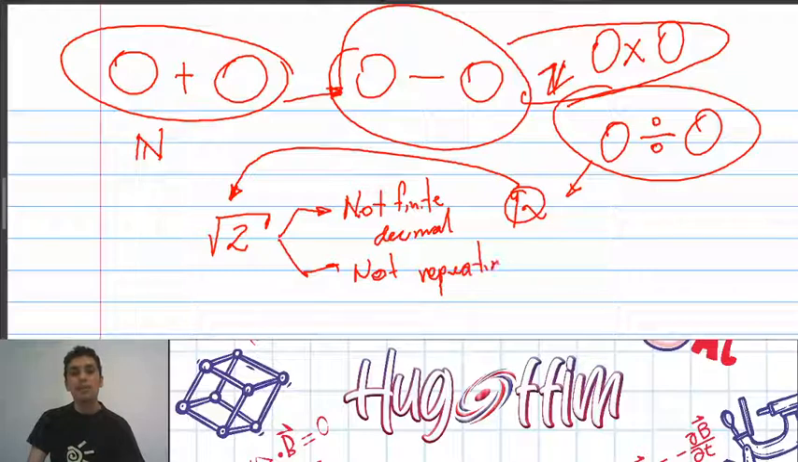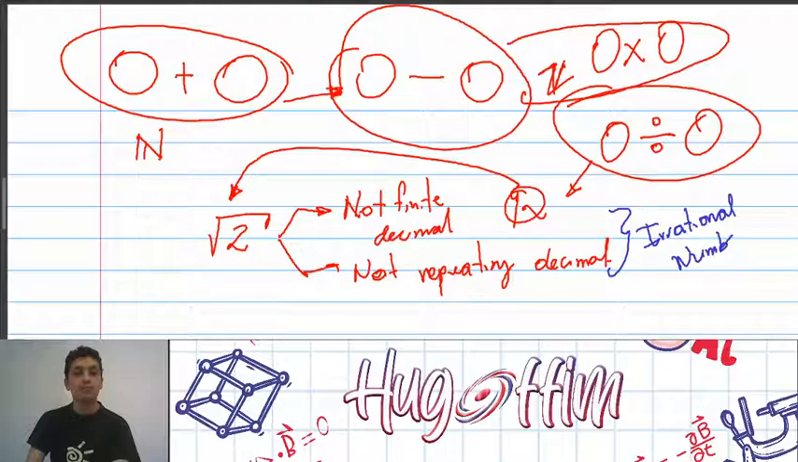So any number that is not a finite decimal and is not a repeating decimal is what we call an irrational number. So many roots are irrational numbers. Actually, there are infinitely many irrational numbers, but we're talking about roots. You're coming from videos about roots, so it is expected that we're going to talk about irrational numbers using roots.